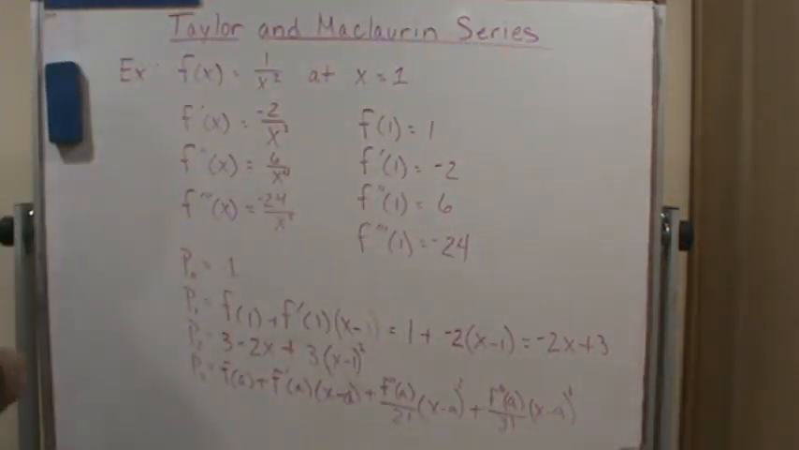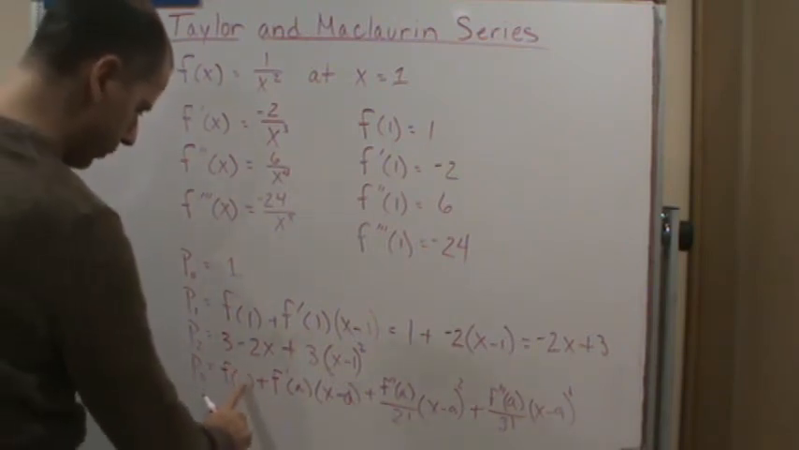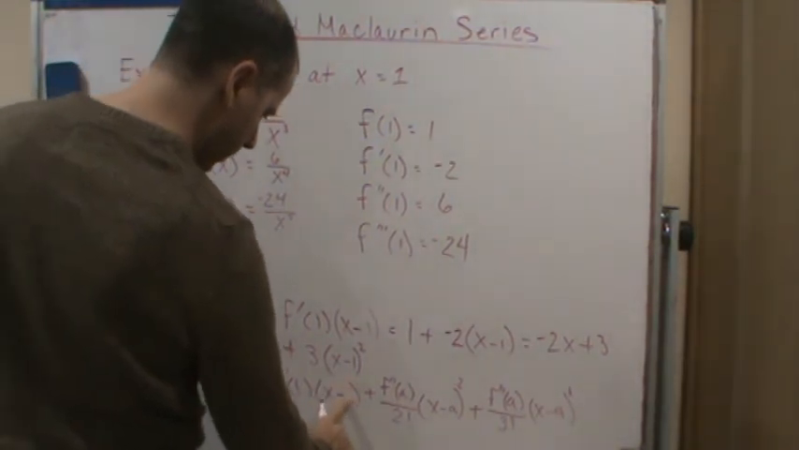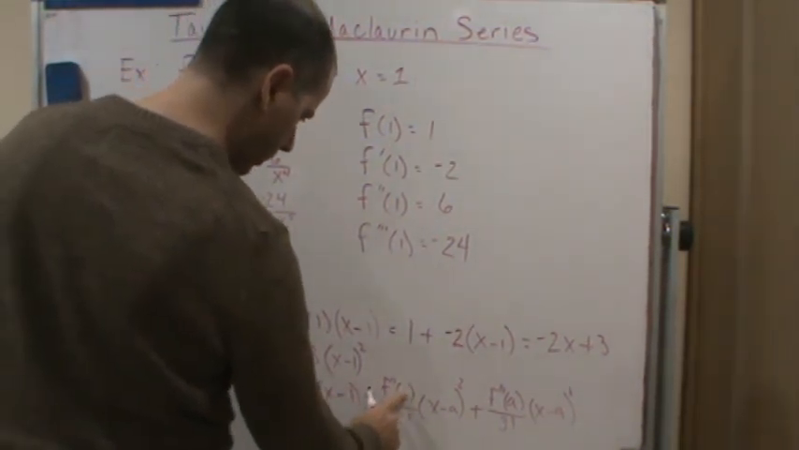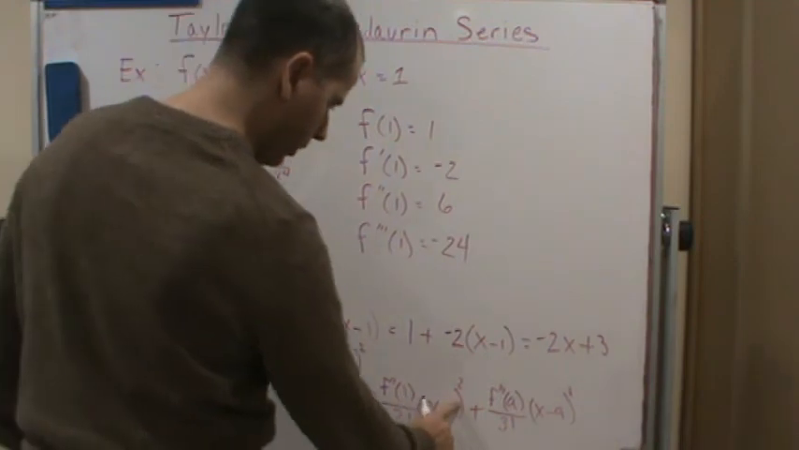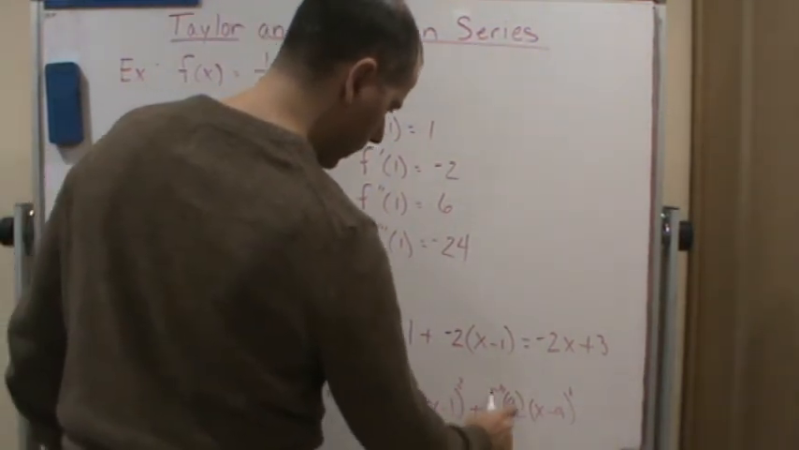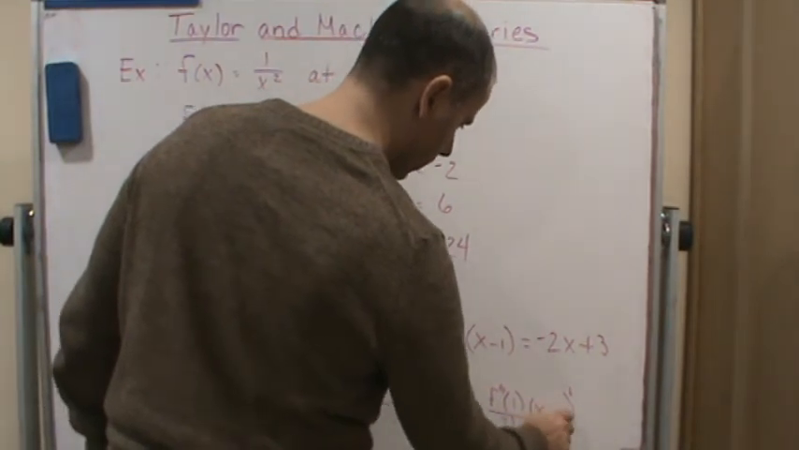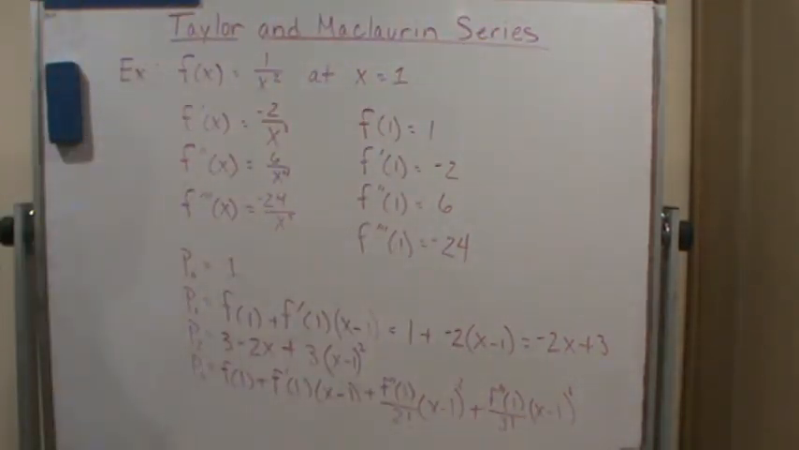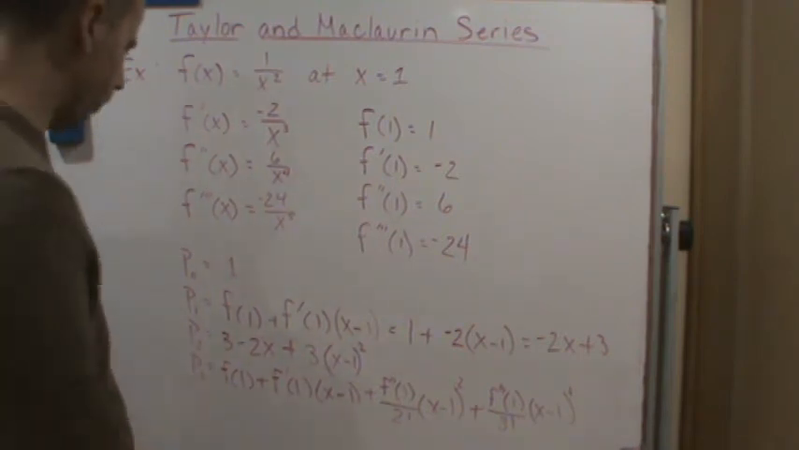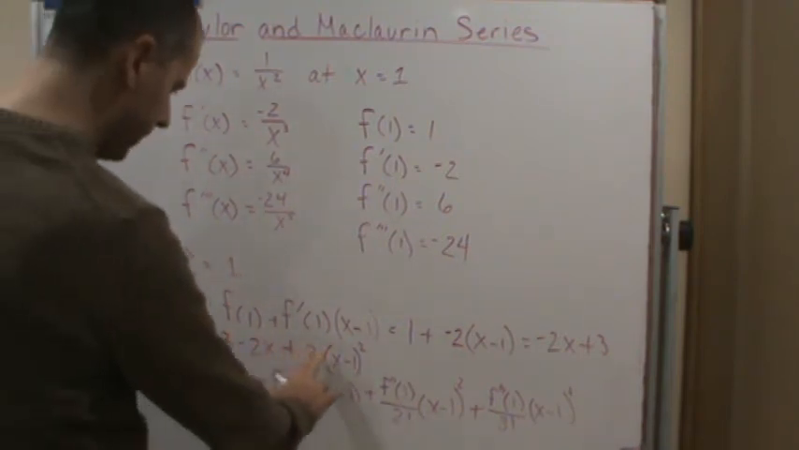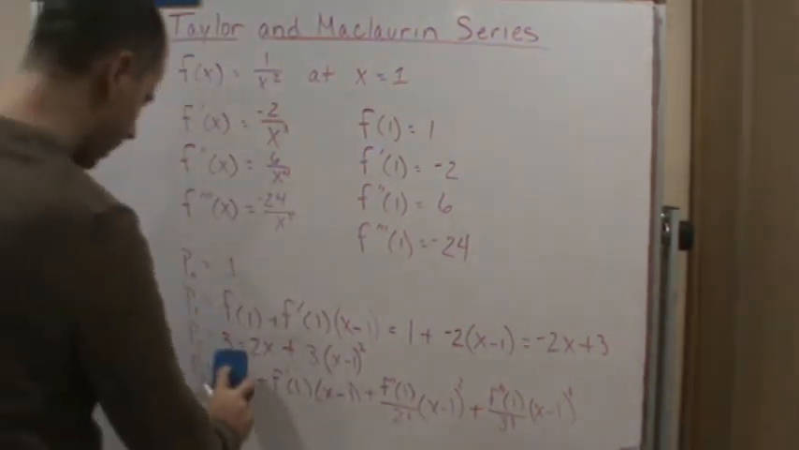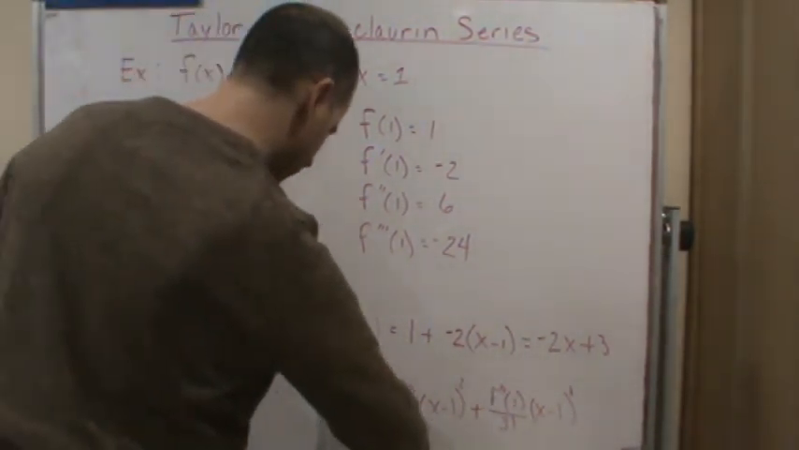And again, all we're going to do is just replace these evaluated at a, which is 1. A is equal to 1 here. And of course, what's f of 1? Well, it's just going to have these first three terms, but then you're going to have the final term.